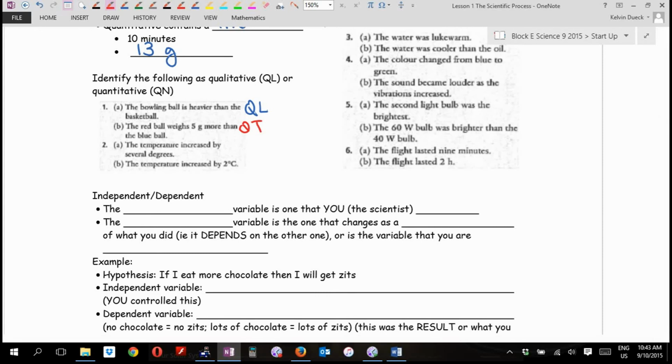Number 2, A and B kind of go together. One says the temperature increased by several degrees. One says the temperature increased by 2 degrees Celsius. Which one of those is quantitative? Which one of those is a measurement? Yep, B. A is qualitative.